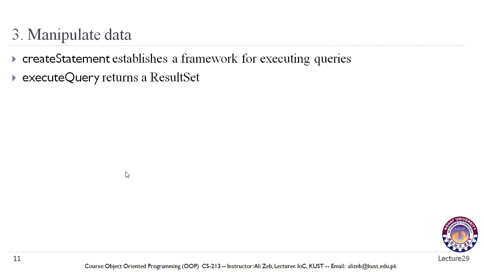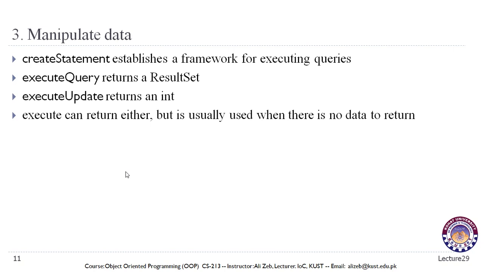Execute query returns a result set. We will be using the execute query method to extract data from our database and load that data into an object of the result set interface in our program. Execute update returns an int. It is the method that updates data in the database and returns an int that shows the number of rows that were updated in the table of the database.